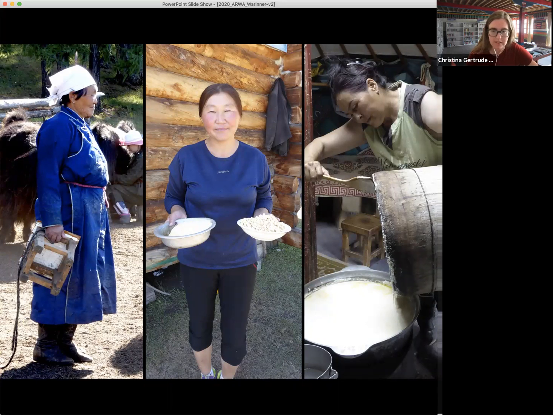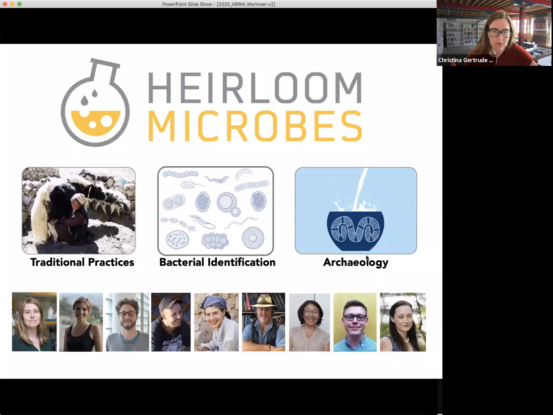And these are just a couple of examples here. If you're wondering what's happening in this far right panel, this is Gerol. She was demonstrating how to distill vodka from yogurt. And so that's what she's doing here. She's finished her distillation and she's cleaning the still. But just as an example of some of the variety of dairy products that are made today in Mongolia.